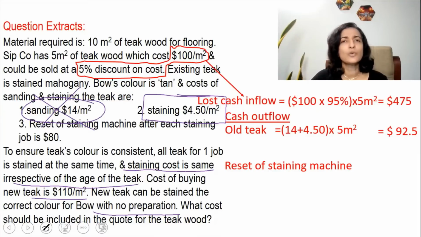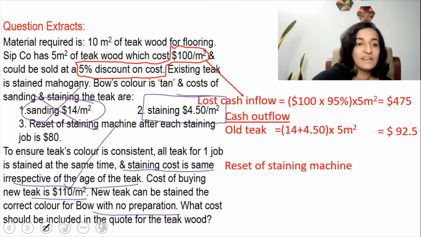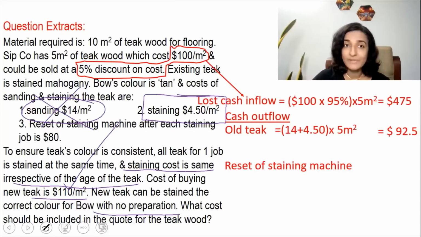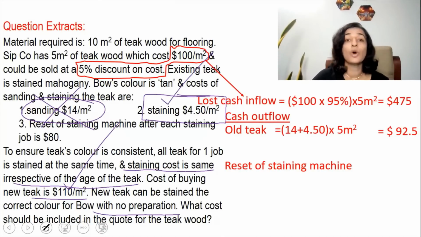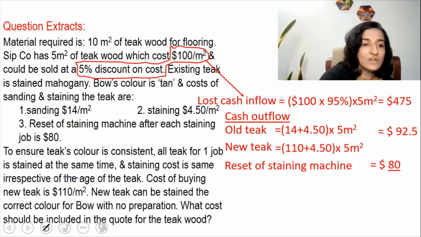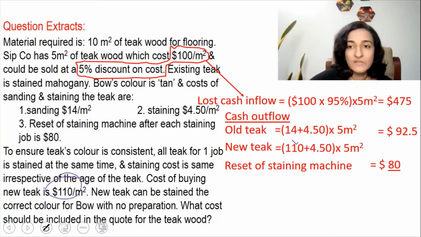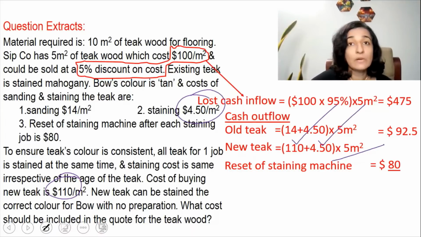So what is the cash outflow associated with the new teak? We will have to buy it from outside, incurring an amount of $110 per square meter. And we have to stain it, incurring an amount of $4.5 per square meter. So these are the only two cash outflows which are taking place. So the cash outflow with respect to the new teak is $110, that is the cost price, and $4.5, that is the staining cost. And how many square meters should we buy from outside?